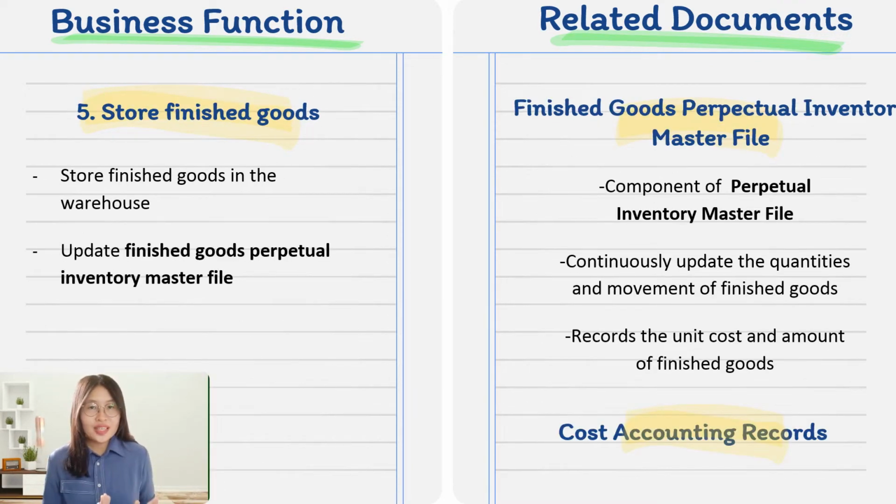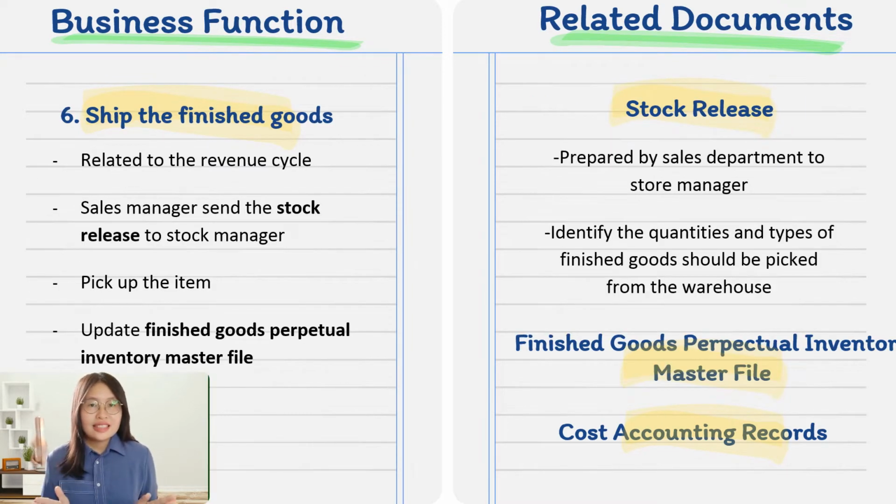After the production process, the store manager will store the finished good into the warehouse. Then, the store manager will update the finished good perpetual inventory master file. The store manager will also update the cost accounting records. Finally, the last step is related to the revenue cycle. The sales department will issue a stock release to the store manager. Then, the store manager will pick up the inventory according to the stock release and send it to the shipping department with the stock release.